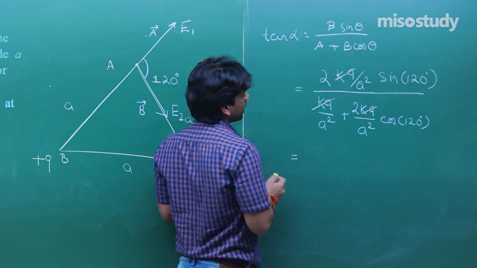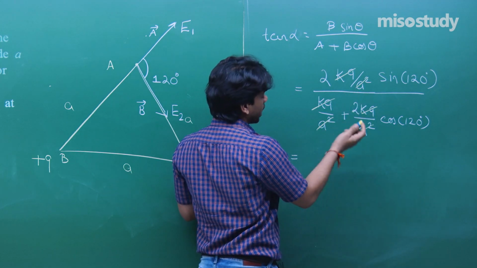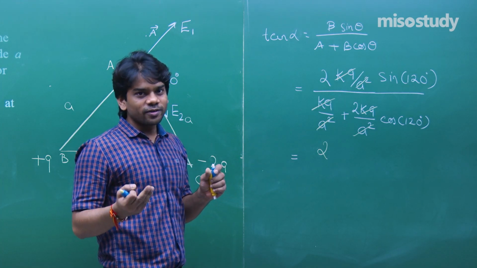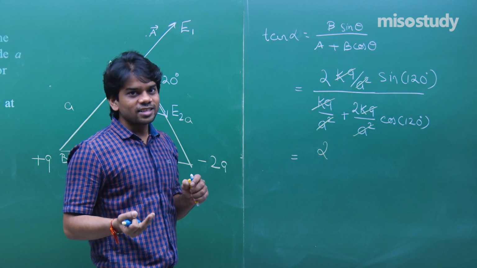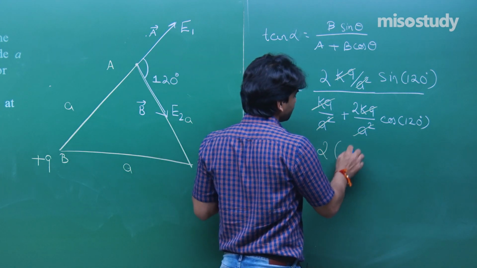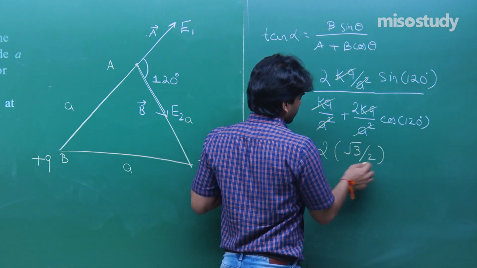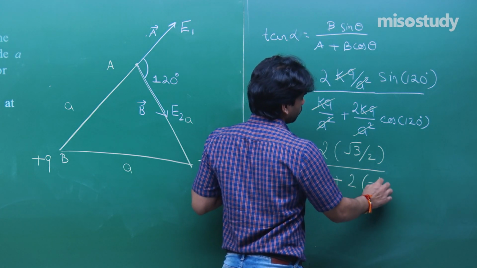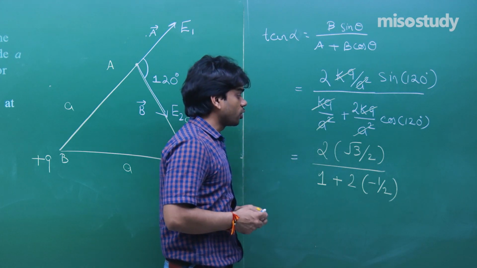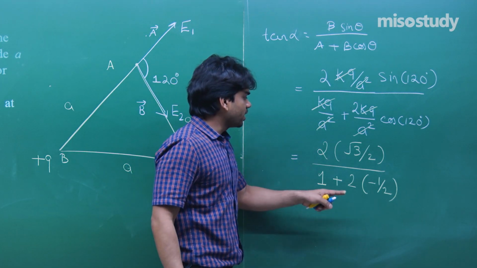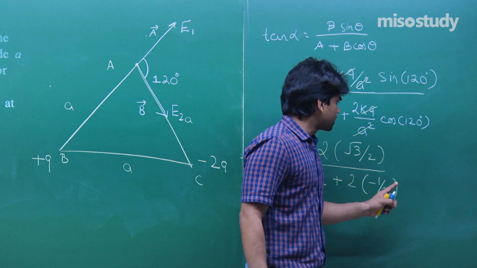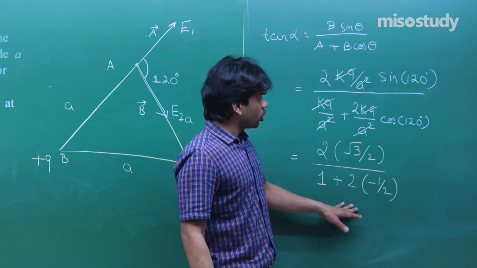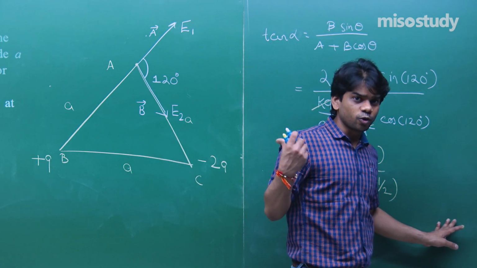kq cancels out, a square you can cancel out, you will be getting 2 sin 120. Sin 120, again, is sin pi minus 60, it will give you sin 60 degrees. Sin 60 is root 3 by 2, divided by 1 plus 2 into minus 1 by 2. This is what you are going to get. I believe there would be something missing, because that's why we are getting a result that is not giving us the exact answer. What to do? Take note till here. Let me just refer to the question.